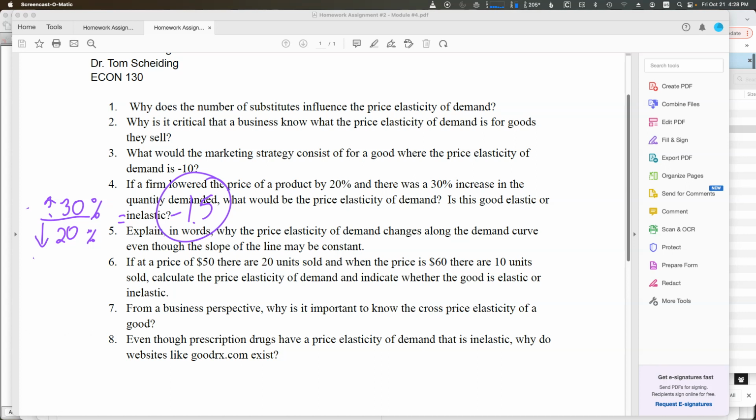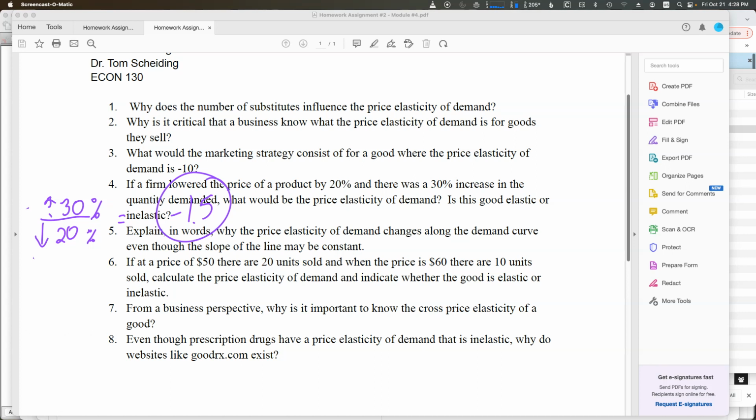Explain in words why the price elasticity of demand changes along the demand curve, even though the slope of the line may be constant. So here, the difference between the two is that the slope is talking about absolute changes, numeric changes, rise over run, right? Actual quantity or price unit changes. Whereas elasticity is all about percentages. And when we're talking about percentages, that's all related to the base number, where you are along each of the curves.